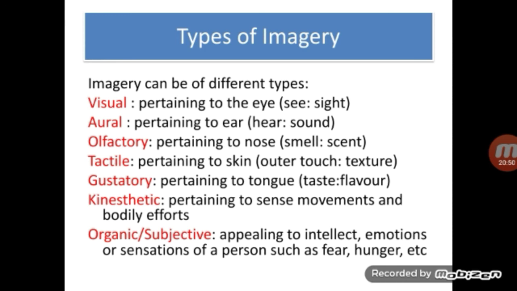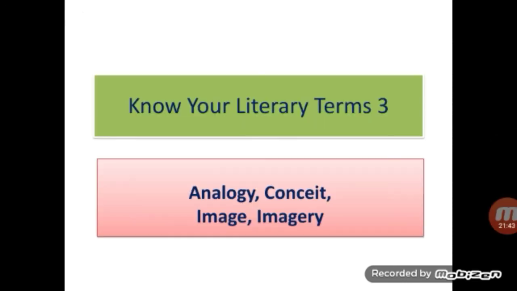Gustatory imagery relates to the tongue, tastes or flavors. Kinesthetic imagery relates to the sense of movement and bodily force. And organic or subjective imagery relates to appealing to the intellect, emotions, or sensations of a person, such as fear, hunger, etc. So abstract, kinesthetic, or organic, or subjective, whatever, these are extrasensory imagery. In our discussion, we discussed analogy, conceit, image, and imagery. So I think you got the points.